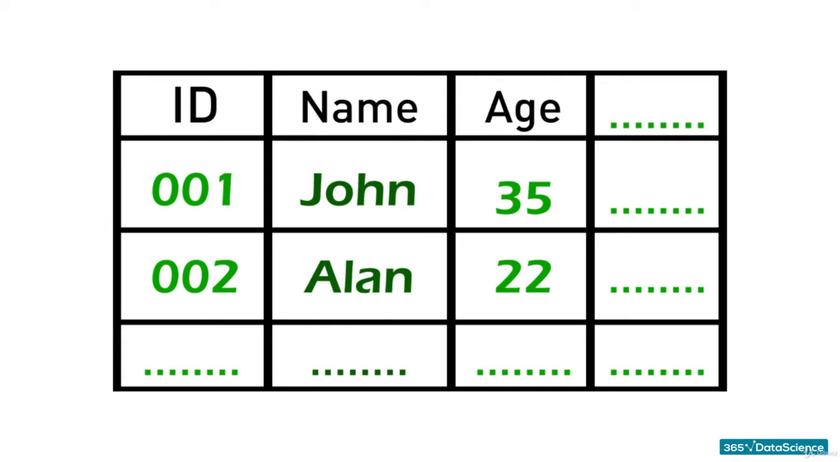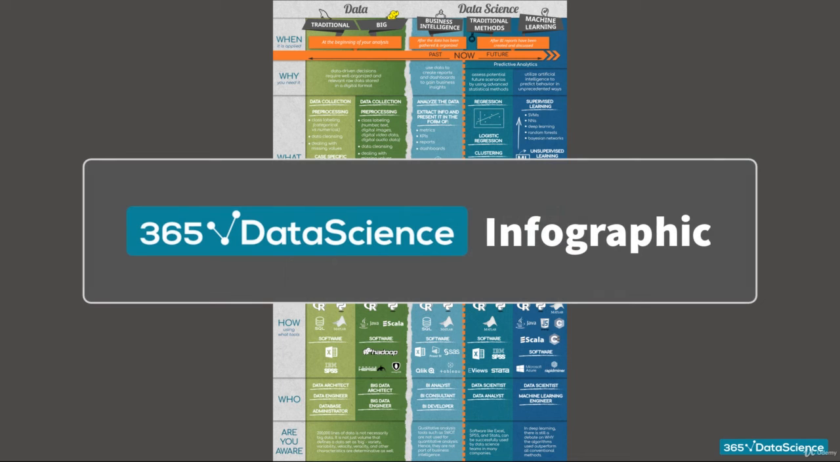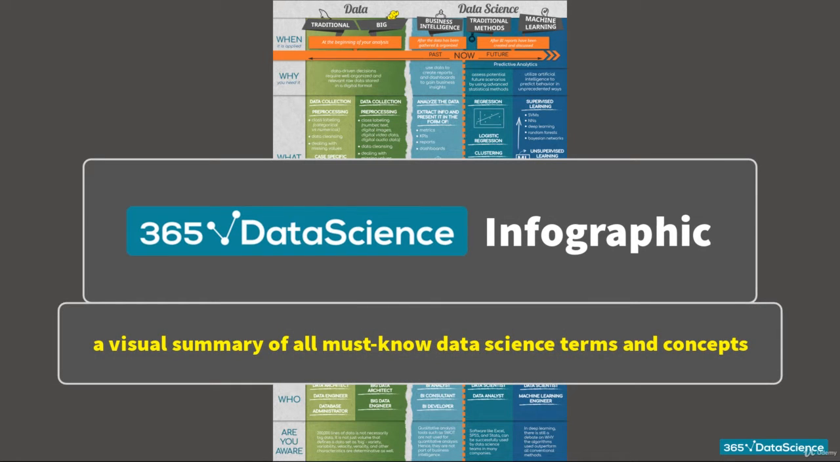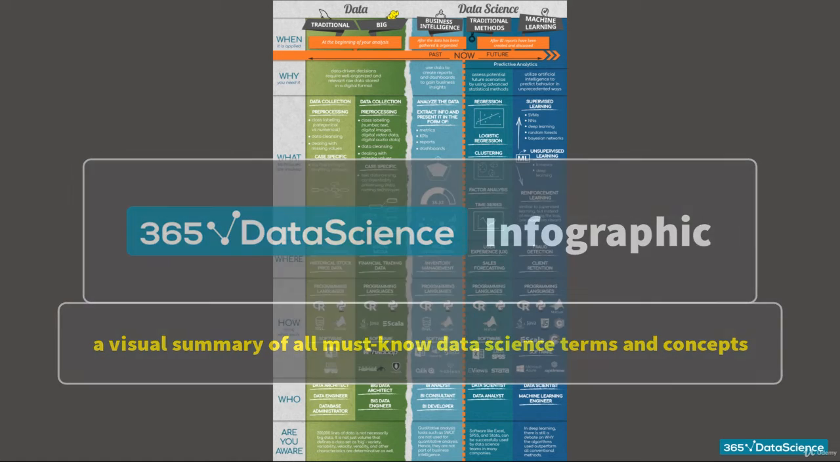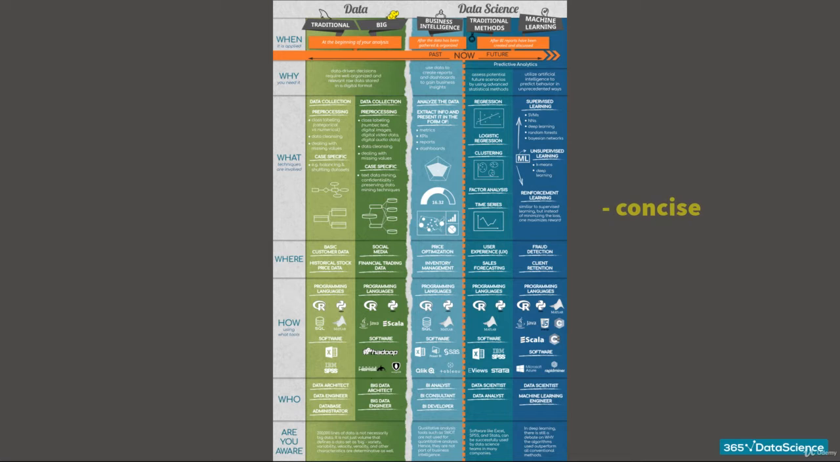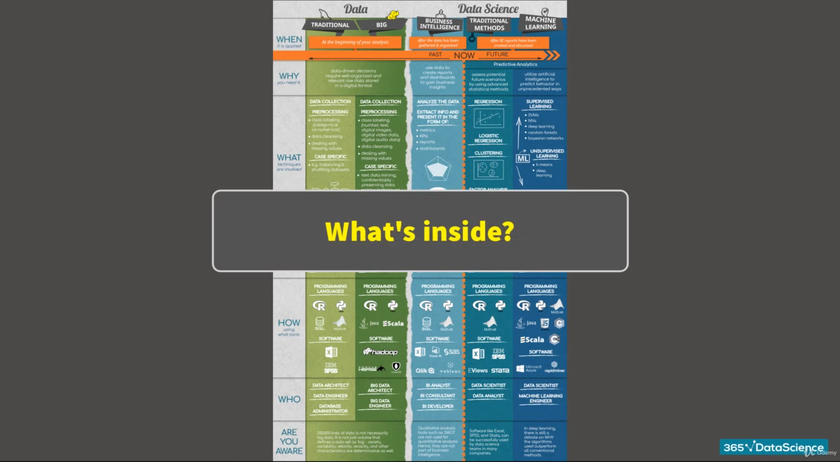To combat the entire process of solving a business task, we have prepared our 365 Data Science Infographic, a visual summary of all must-know data science terms and concepts. Now, it may look overcrowded, but we think it is the most concise and to-the-point representation of data science terms you will find. And it is one which you need to have under your belt before entering the field of data science. So, what's inside?